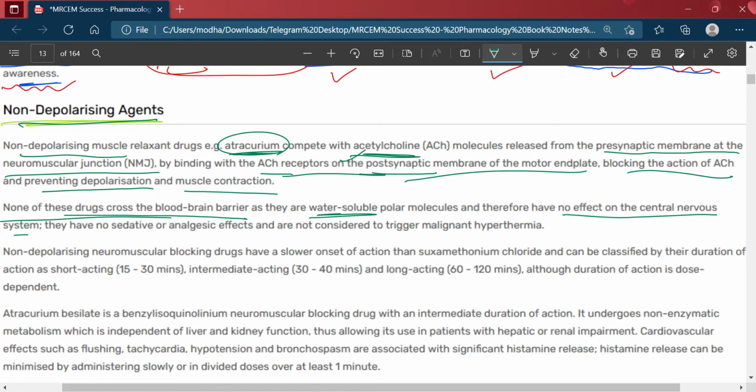They have no sedative or analgesic effect and are not considered to trigger malignant hyperthermia.